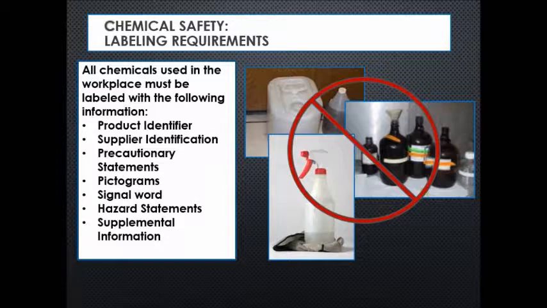Chemicals in their original manufacturer containers are usually properly labeled, but sometimes chemicals are transferred to secondary containers, such as a spray bottle. If you put a chemical in a new container, you must ensure that container is properly labeled. Labels can be found with your safety data sheet book. If you find an unlabeled bottle, take it to your safety chair or manager on duty right away.